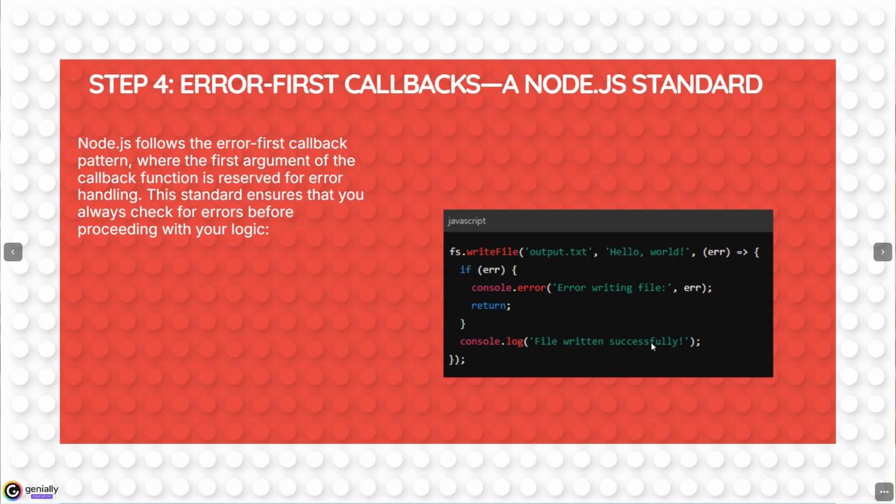Node.js follows the error-first callback pattern, where the first argument of the callback function is reserved for error handling here. As you see, this standard ensures that you always check for errors before proceeding with your logic.